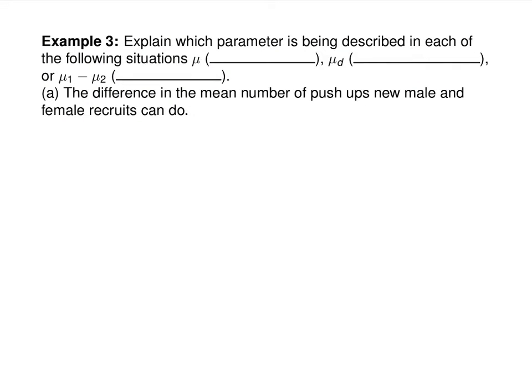So the biggest thing in this section is, can you tell me whether something is a paired thing or separate groups? Tell me which parameter is being described in each of the following situations. Mu is just a regular old mean. Mu sub d is this whole paired difference thing. And mu1 minus mu2 is two sample means.